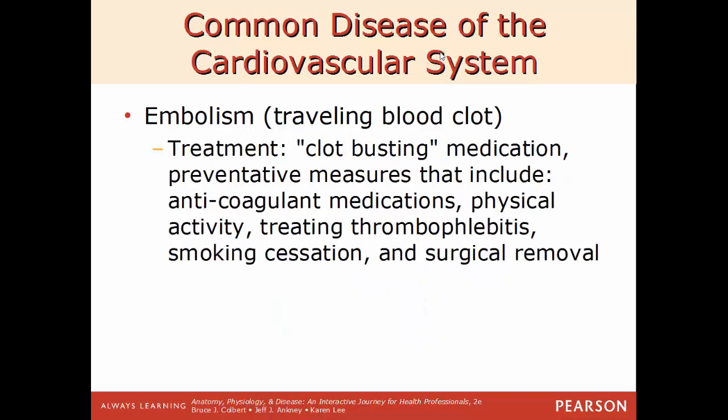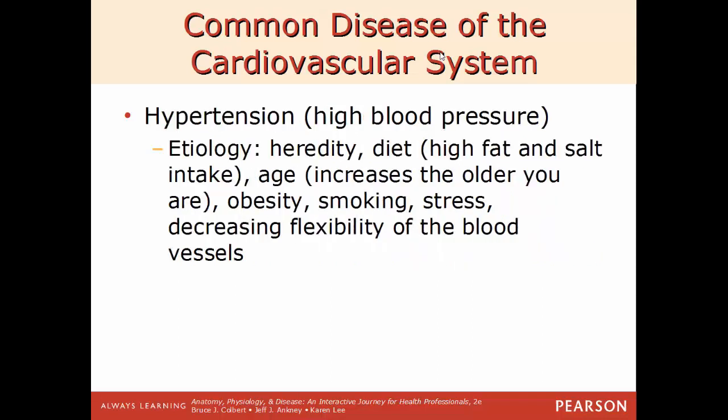Treatments for embolism: a clot-busting medication, preventative measures that could include anticoagulant medications, physical activity, treating the thrombophlebitis directly, stopping smoking, and the surgical removal. Next one, high blood pressure or hypertension.